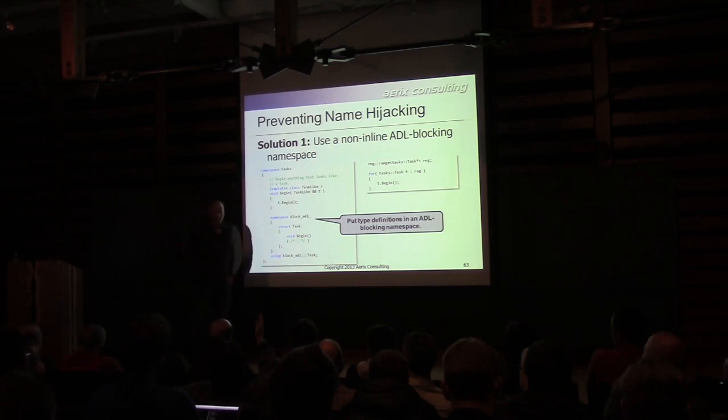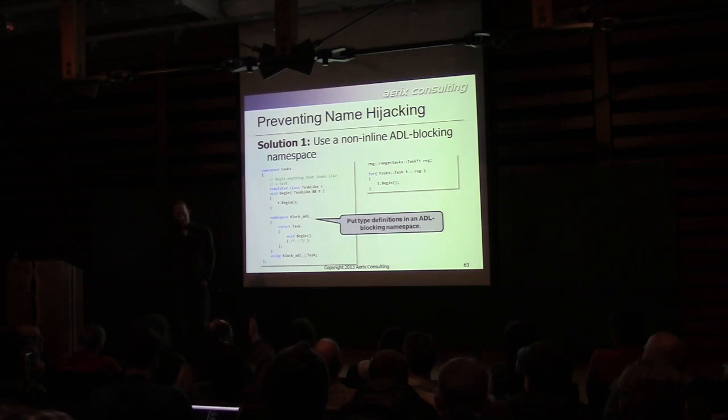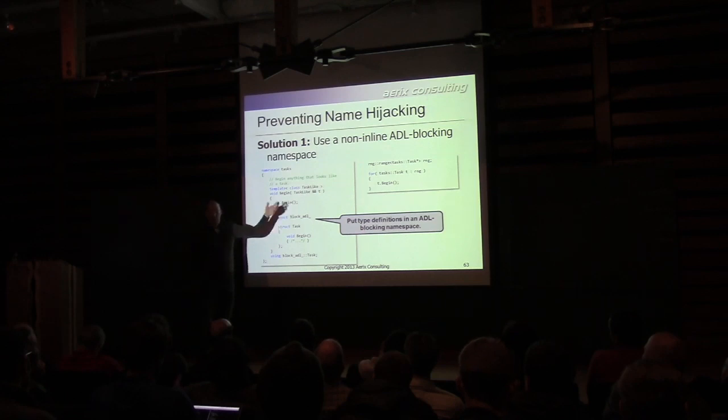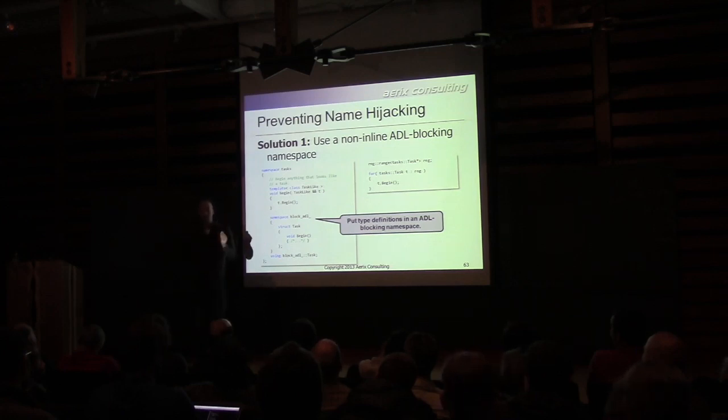This is a solution, but before you were able to call begin on a task without using the namespace. Now you are forced to use it. So the point being, okay, now I can't ever just say begin and pass it a task and have it be found by ADL. Yes, that's true. And that's a perk.